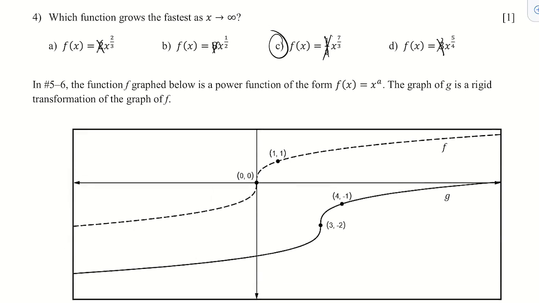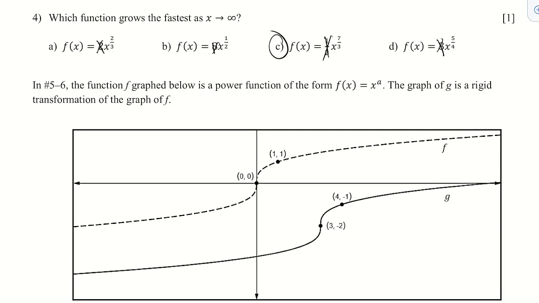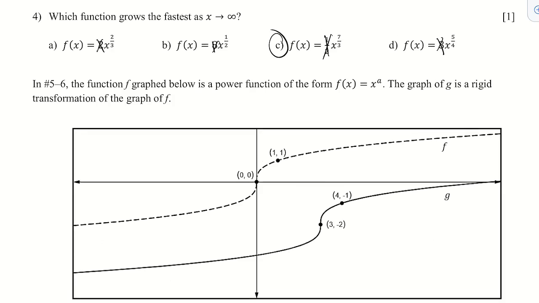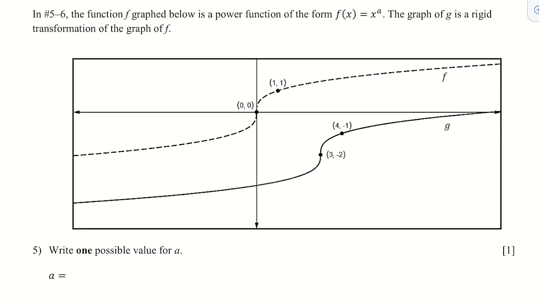Okay, so the next one says the function f graphed below is a power function of the form f of x is equal to x to the a power. The graph of g is a rigid transformation of the graph of f. So it says write one possible value for a.